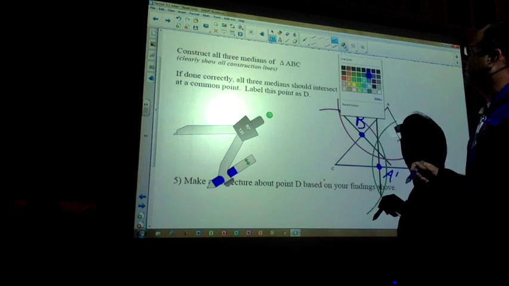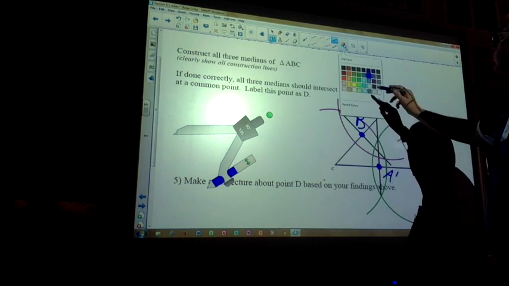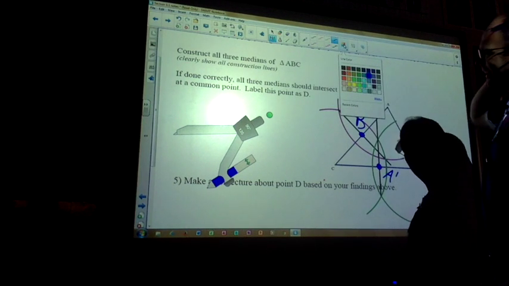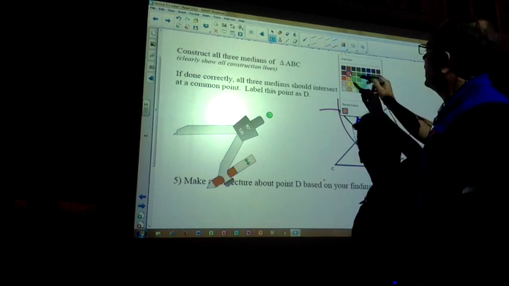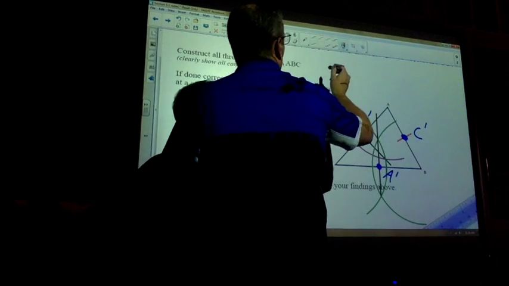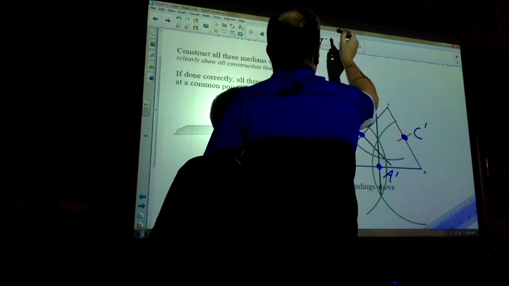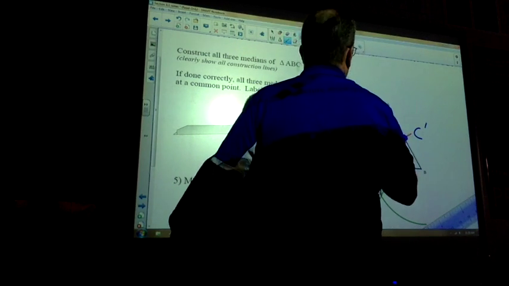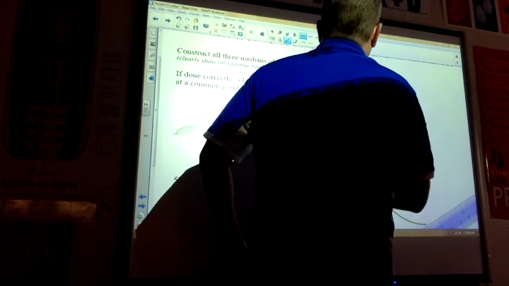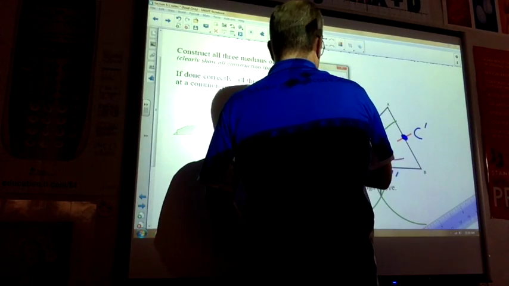All right. Let's pick a color that's obnoxious. Yellow. I'll go with orange. But I'm actually going to change that to this. Let's go more colors. I'm going with purple today.